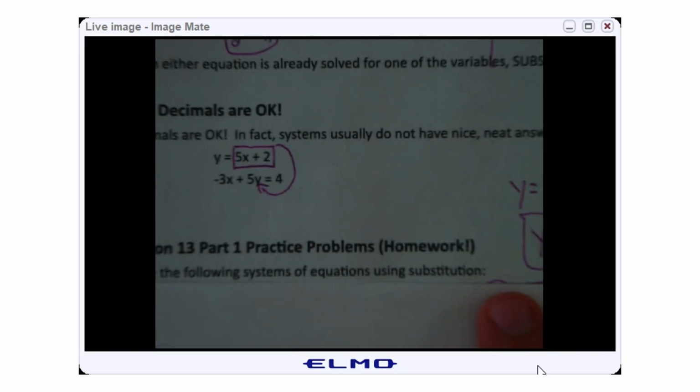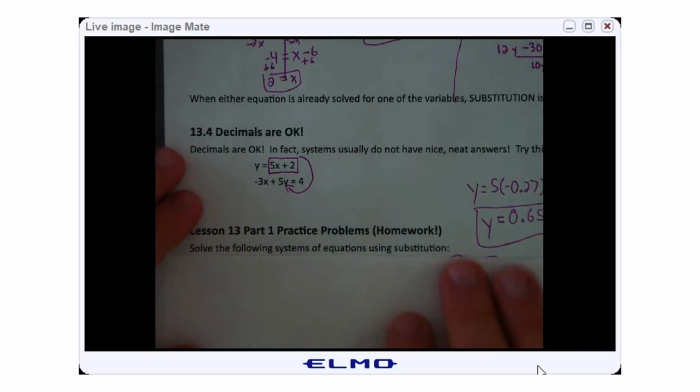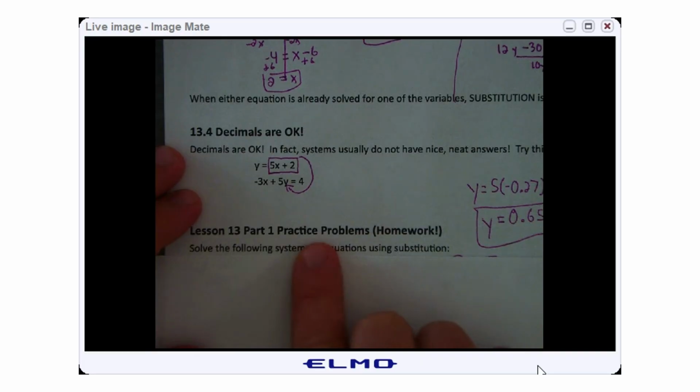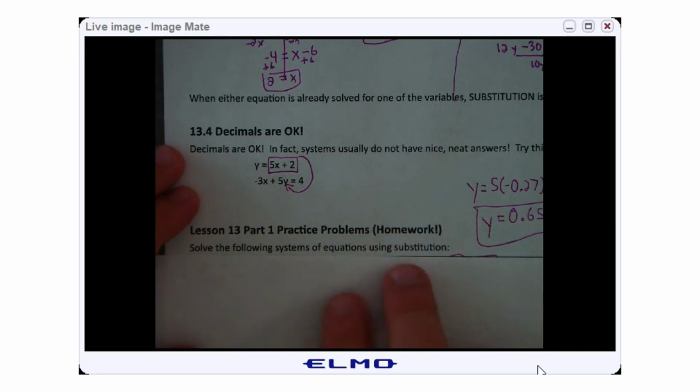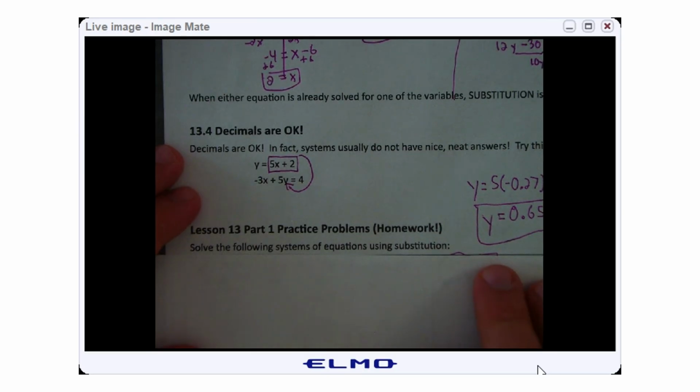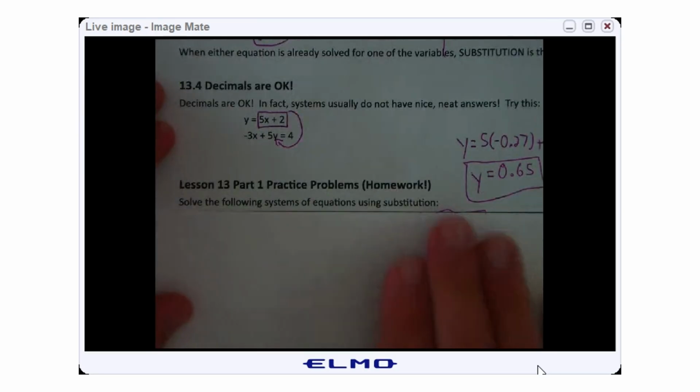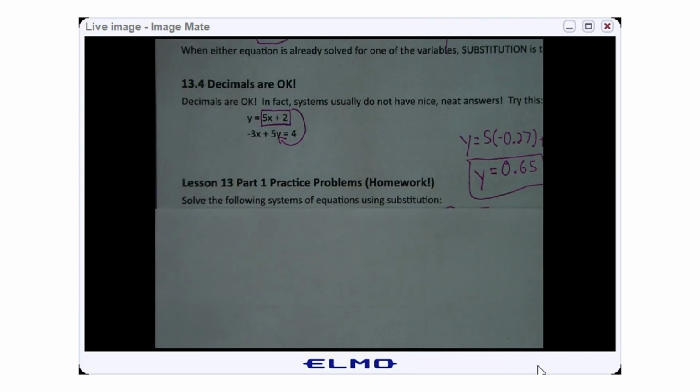Our last part is for something for you guys to practice. So it says that this is lesson 13 practice problems, or part 1 practice problems. It says solve the following system of equations using substitution. Again, what I want you to do is go through all 4 of these questions on your own. Pause the video now, go through all of them, and then you can check your answers on this video. So pause it now, give them a try, and then come back and view these solutions.